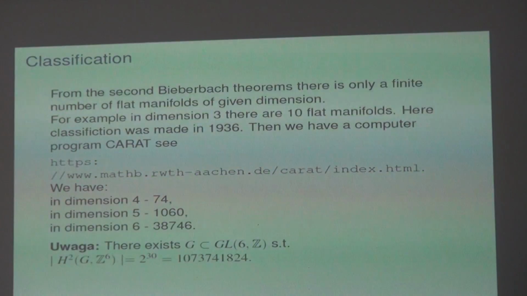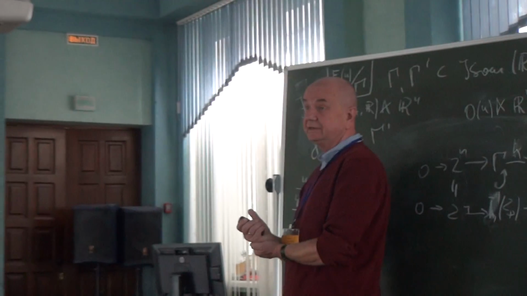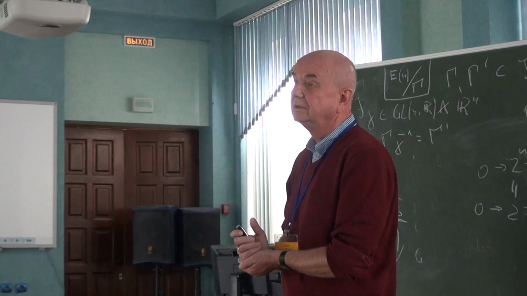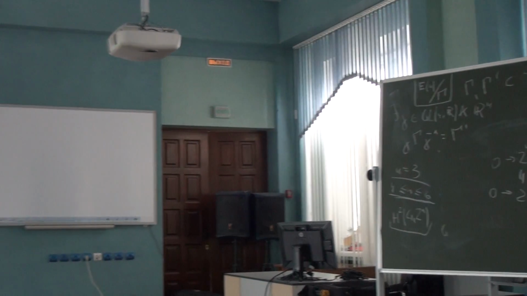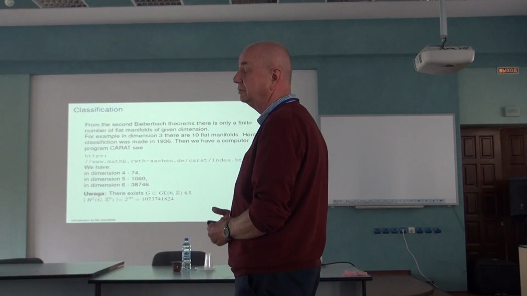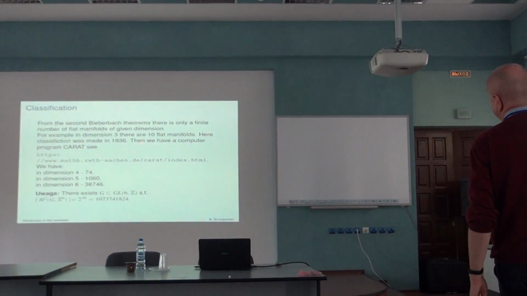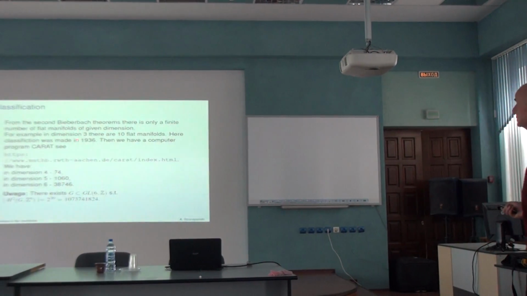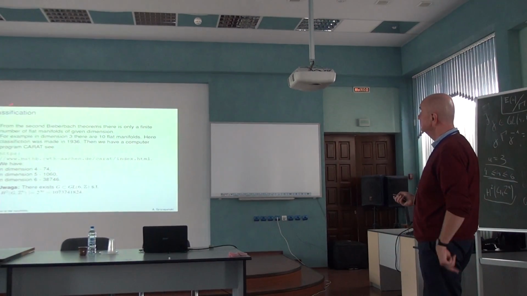And what are the methods of classification? We know that there is a finite number of such objects in any dimension. Very silly question: what is the method of classification? I ask you, recall what we are classifying right now. Torsion-free crystallographic groups, which is equivalent to the classification of flat manifolds. So let's start. In dimension 2 we have only the Klein bottle and the torus. So let's go to dimension 3.